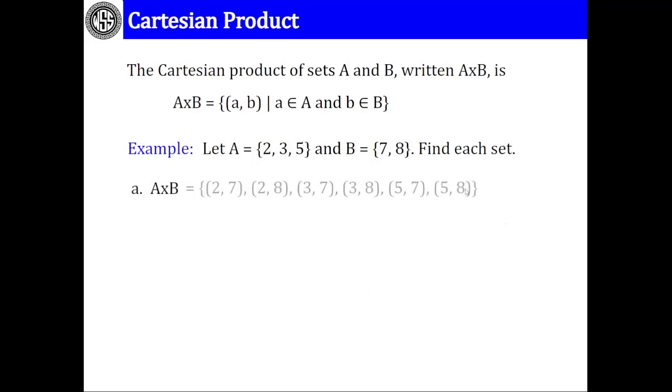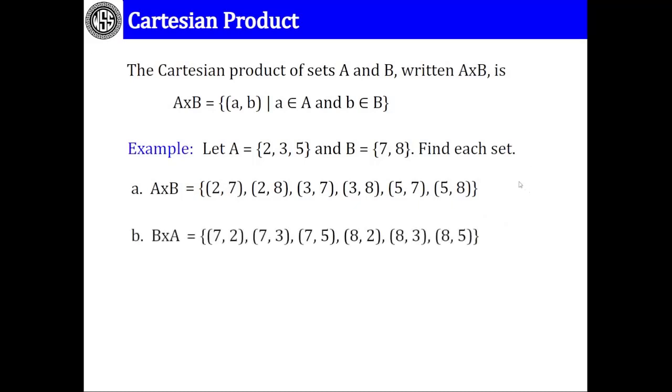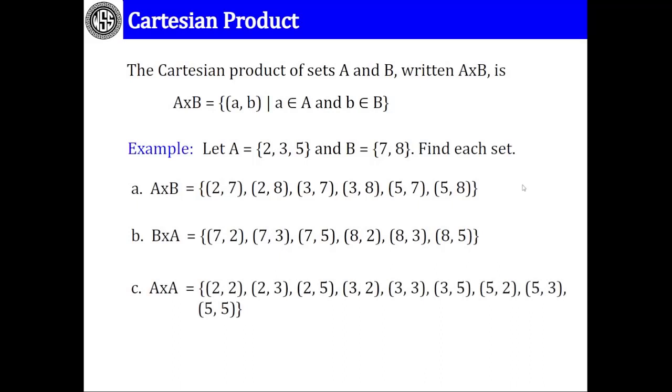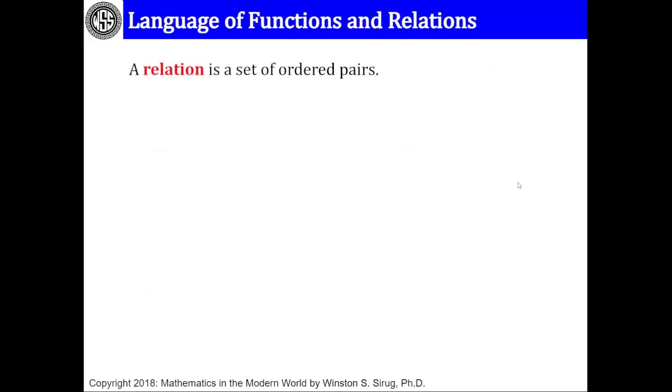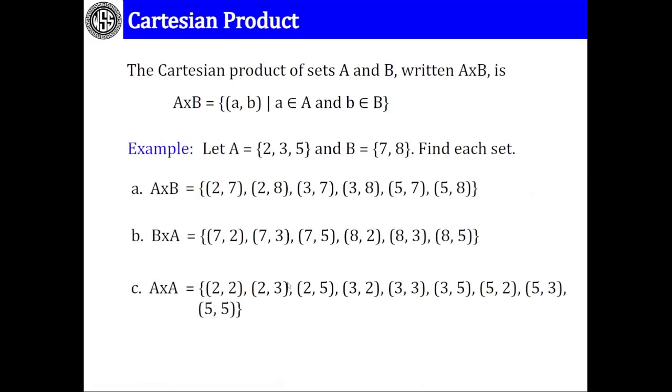So A times B, so anong set niya? Meron tayong coordinates na (2,7), (2,8), (3,7), (3,8), (5,7), (5,8). So kung ipa-plot siya... Oh, yan. So pag B times A naman, ito yung ordinates. A times A, may ordinates din na ganito. So ito, pwede nyo itong i-plot sa Cartesian. So kung mapapansin nyo, these are all ordered pairs na. Diba?